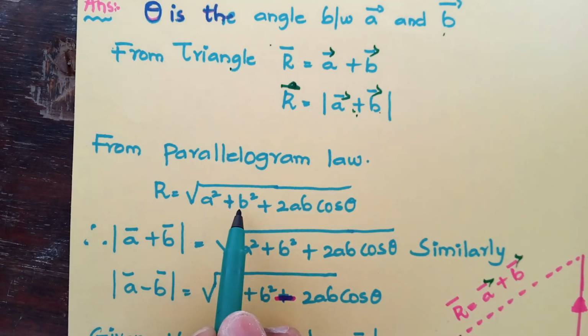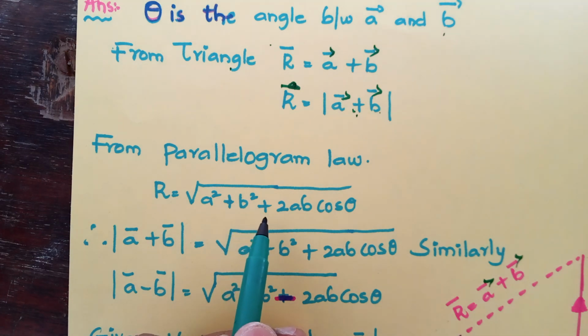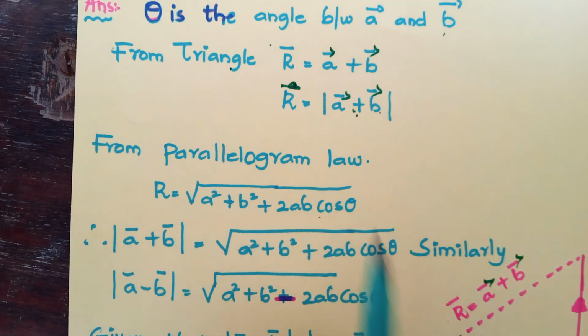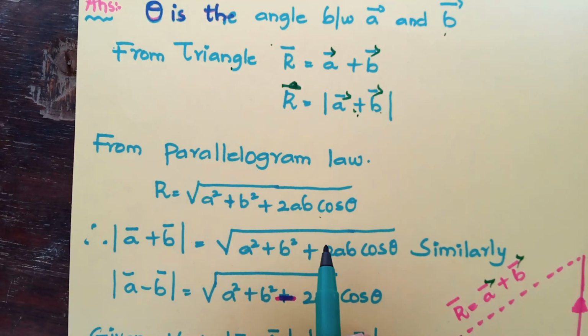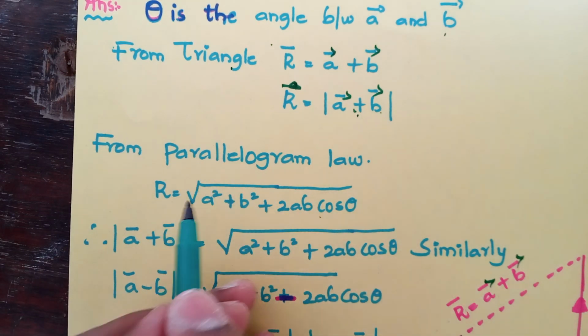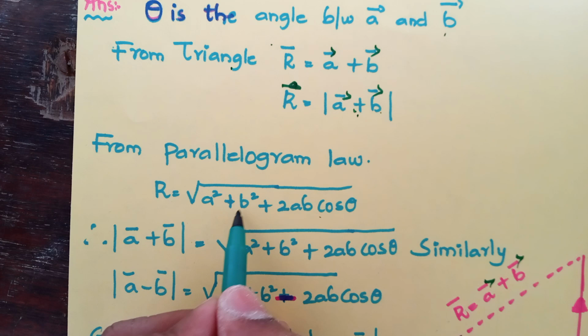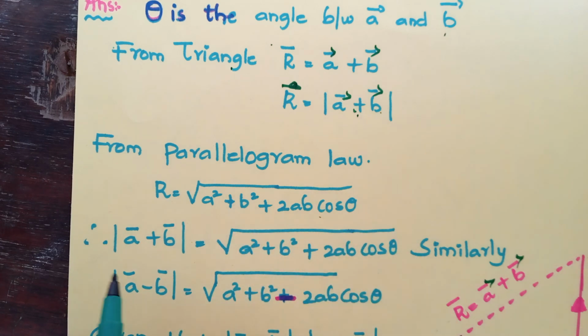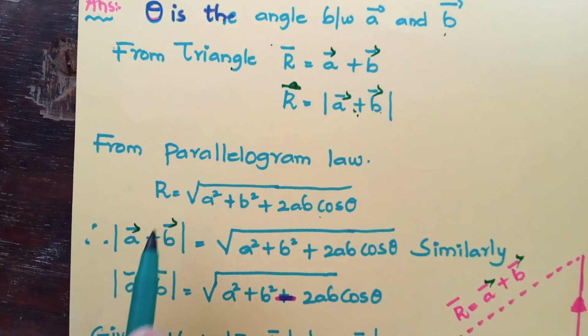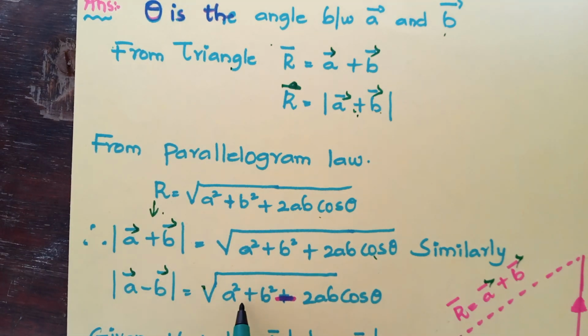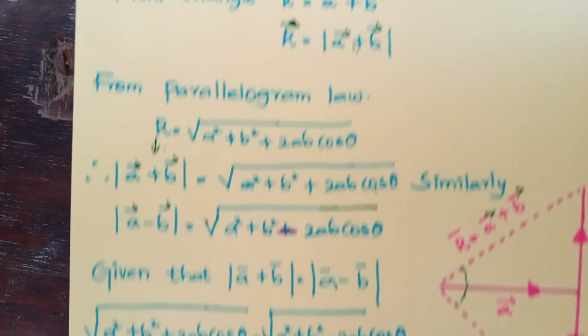Under root of a square plus b square plus 2ab cos theta. You already know the magnitude of the resultant vector R is under root of a square plus b square plus 2ab cos theta. Mod a plus b is also one of the resultant vectors, with magnitude under root of a square plus b square plus 2ab cos theta. Similarly, mod a minus b is under root of a square plus b square minus 2ab cos theta.